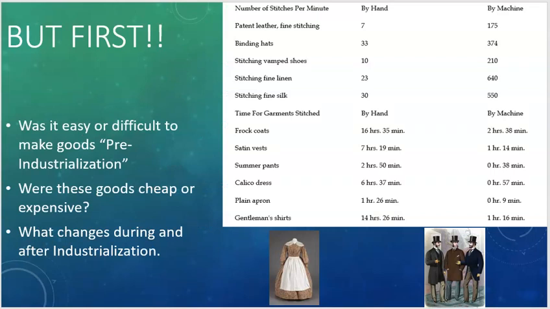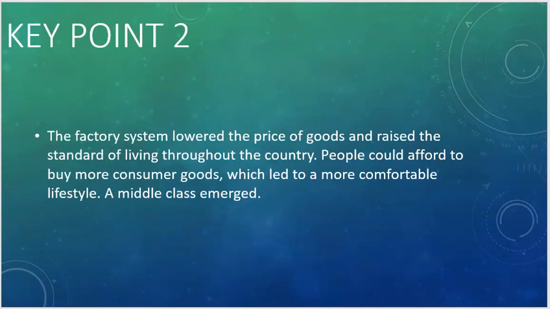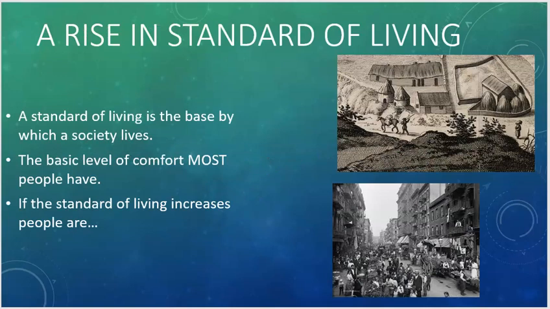We're going to skip the questions on here, and we're going to go right into key point 3, not 2. The factory system lowered the price of goods and raised the standard of living throughout the country. People could afford to buy more consumer goods, which led to more comfortable lifestyles. Middle classes emerge and grow during this time period.